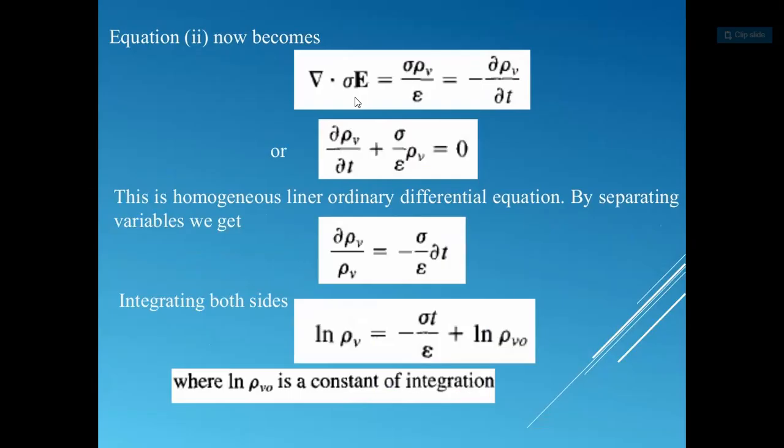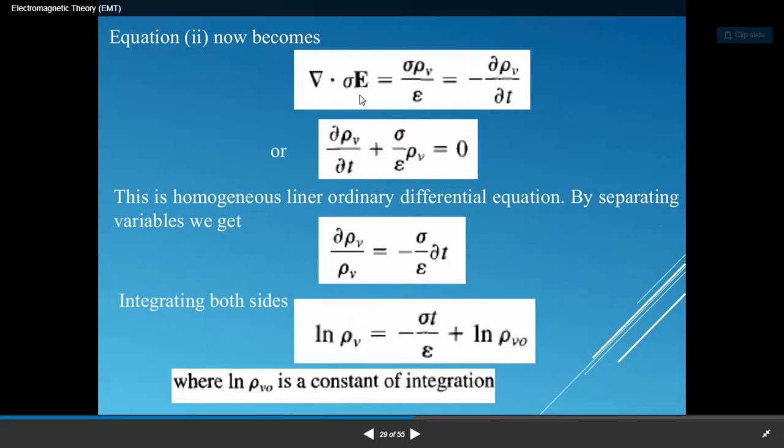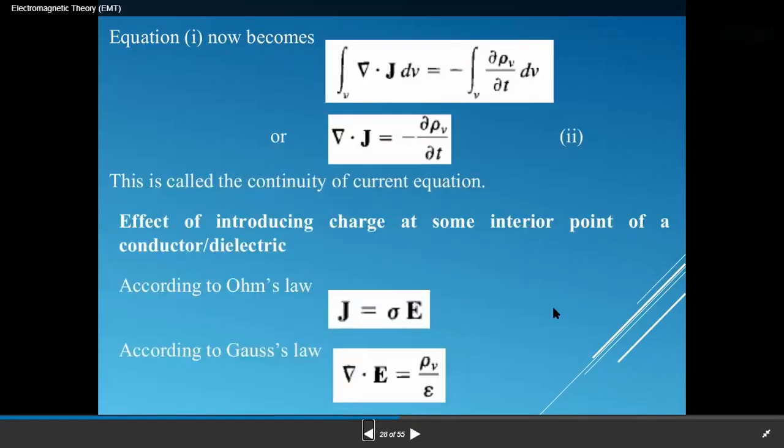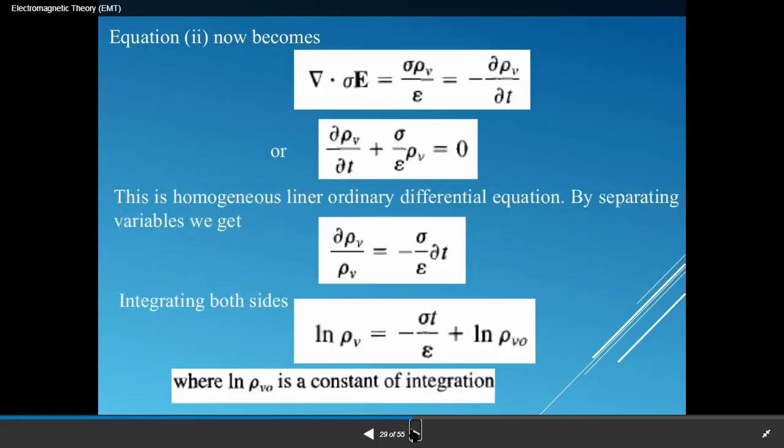So I am writing the sigma E, and once again I go back to the previous slide, that del dot E is rho v upon epsilon. If I multiply sigma on both sides, then I can write del dot sigma E is equal to sigma rho v upon epsilon. Am I clear or is there any ambiguity? So this is what I am writing. Del dot sigma E is equal to sigma rho v upon epsilon, and this is nothing but J.